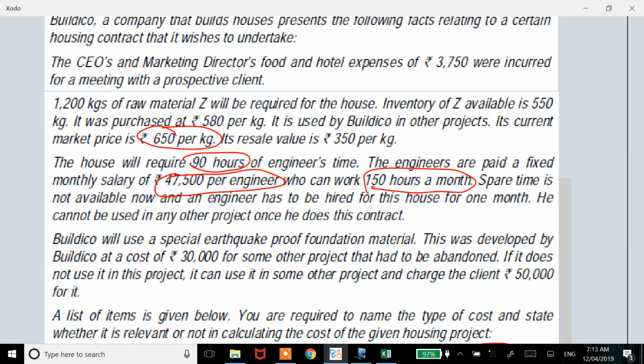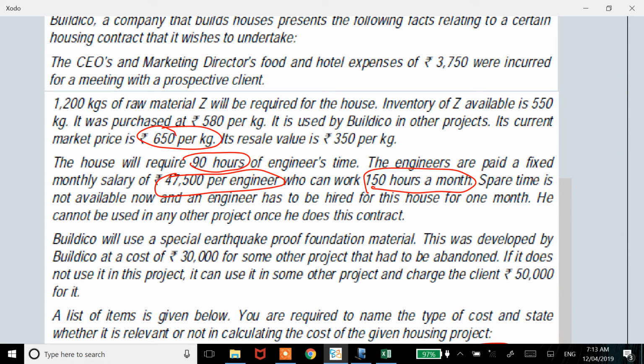If you don't do the project, you will not recruit the engineer and you are not going to pay him anything. Whether he works for 90 hours or 150 hours is not my worry, because I have to recruit him for 1 month. So the moment I recruit the engineer, I will have to pay him 47,500. In fact, if you need an engineer for only 1 hour, then also the relevant cost is 47,500. Because I don't have people available in the company, there should be some idle person. I don't see anybody idle in the company.